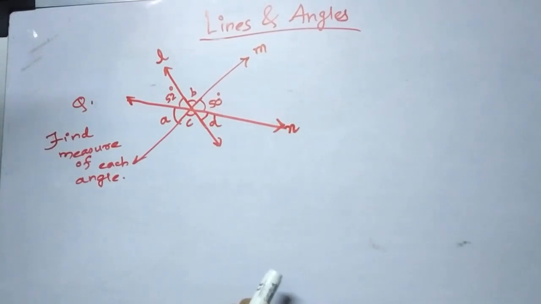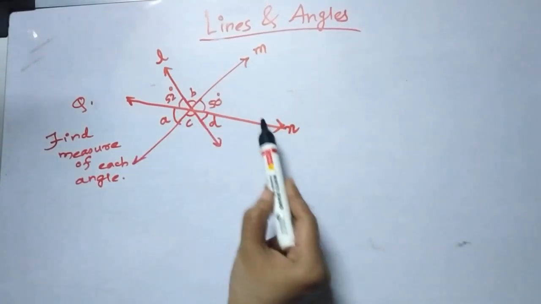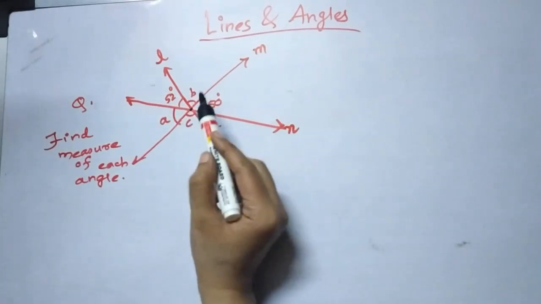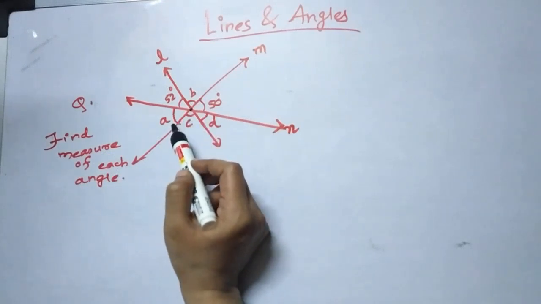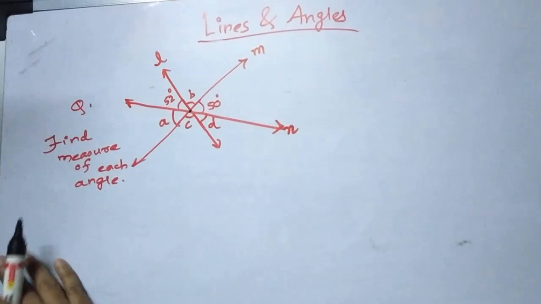So friends, now here you can see 3 lines intersecting each other. This is the line L, this is the line M, and this is the line N. They all are intersecting at this one single common point. So we need to find out the measure of each remaining angles A, B, C and D.